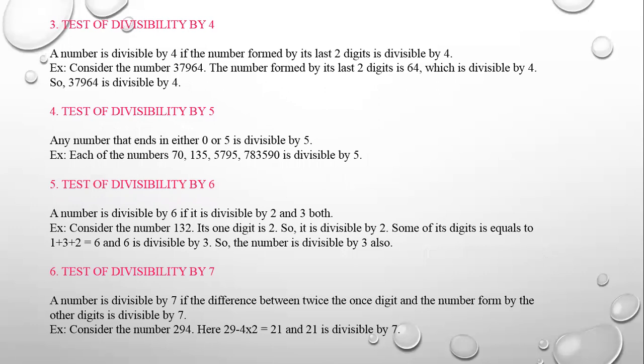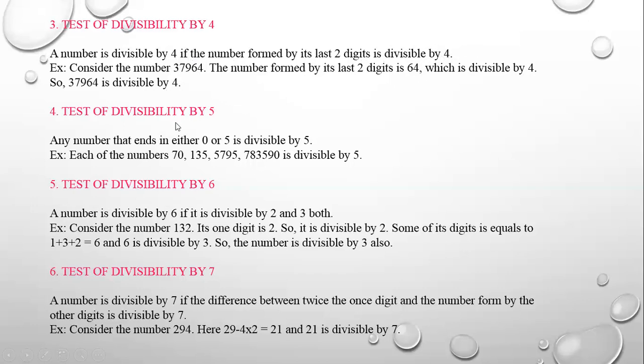Next, we have the divisibility by number 4. So here we can say that if the number formed by its last two digits is divisible by 4. Here we need to concentrate at this point that the number formed by its last two digits should be divisible by 4. So see the example here. Consider the number given, 37964. Here the last two digits are 64, which is divisible by 4. So we say that the number given here is divisible by 4.